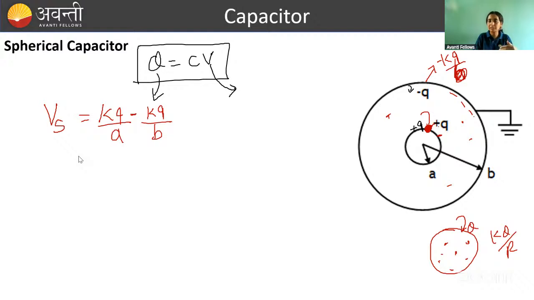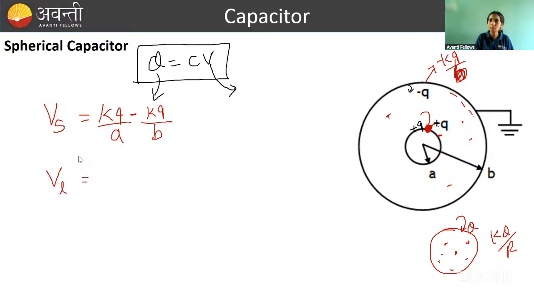Because the smaller sphere is inside the bigger sphere, the potential at the surface of the inner sphere will be because of two charges. One is because of the charge on itself, kq by a, and another is because of the charge on the bigger sphere. That will be equal to minus kq by b.